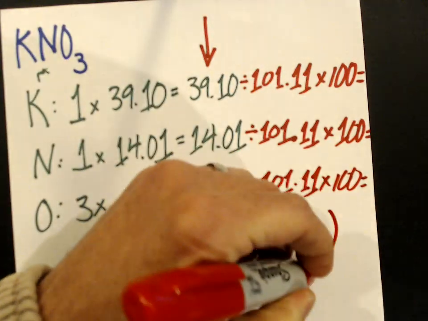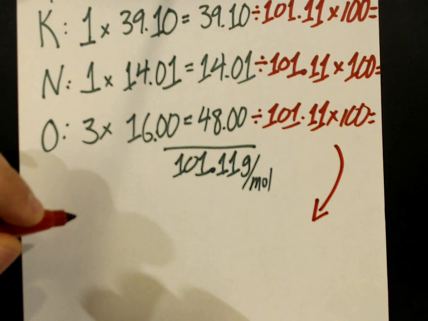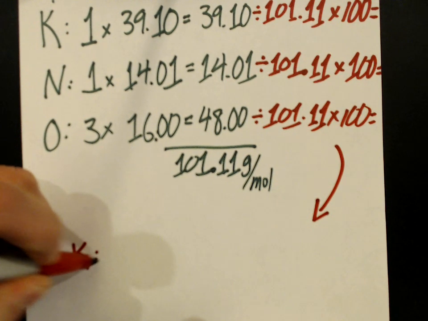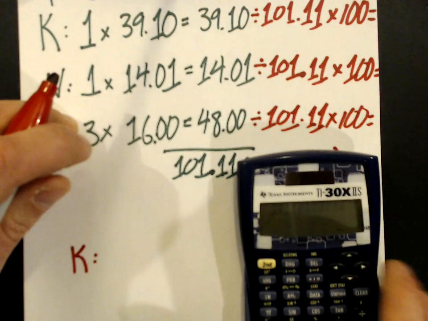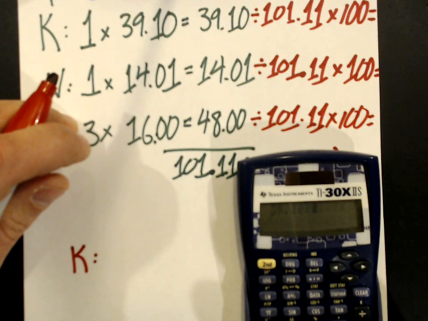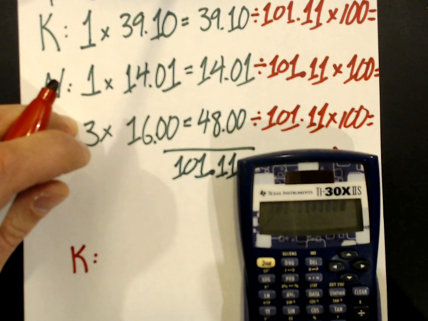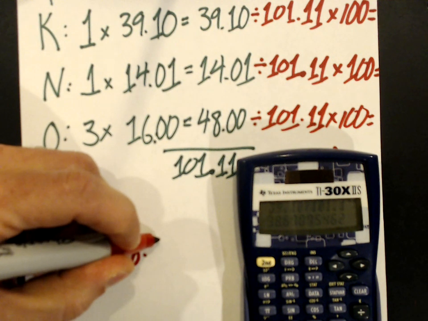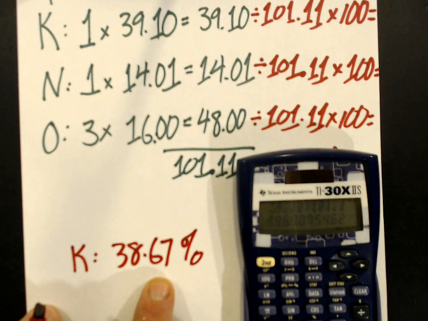So let me come down here, make a little adjustment, and let's come up with our percentages. So for potassium, 39.10, divided by 101.11 times 100 gives me 38.67%. I'm just going to round to 2 decimal places, a good rule of thumb.